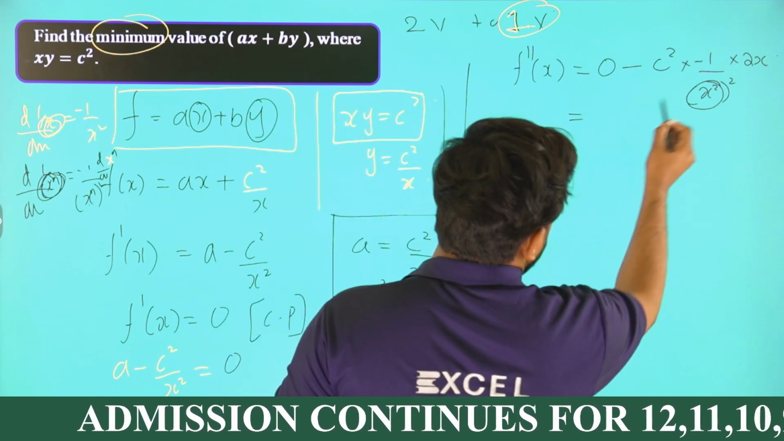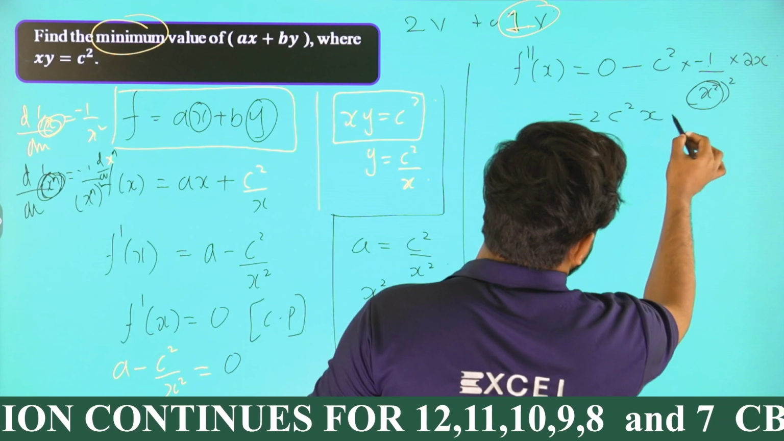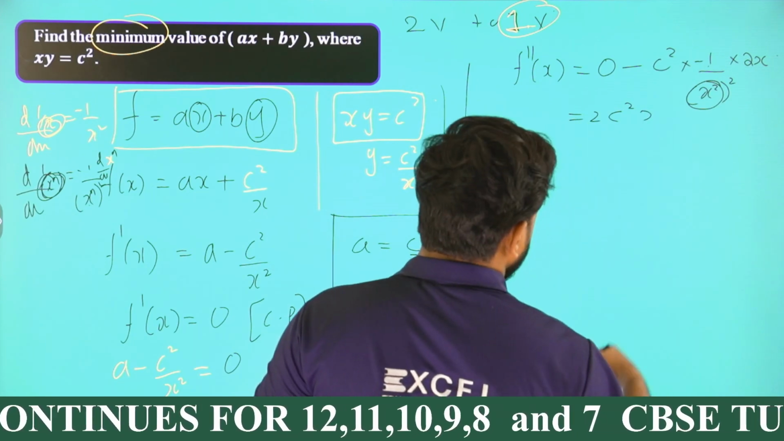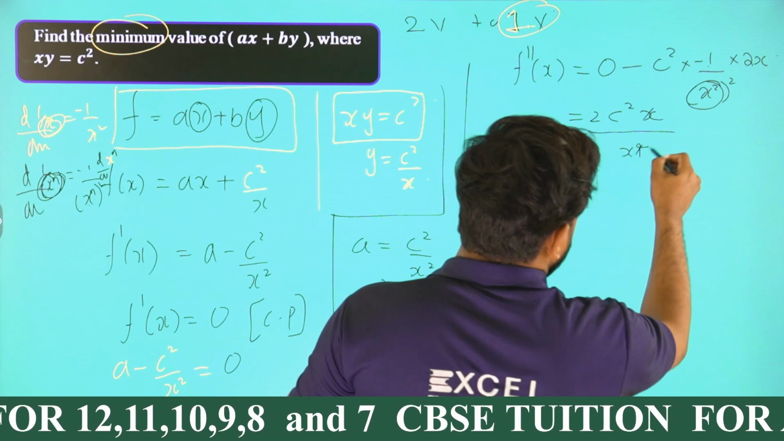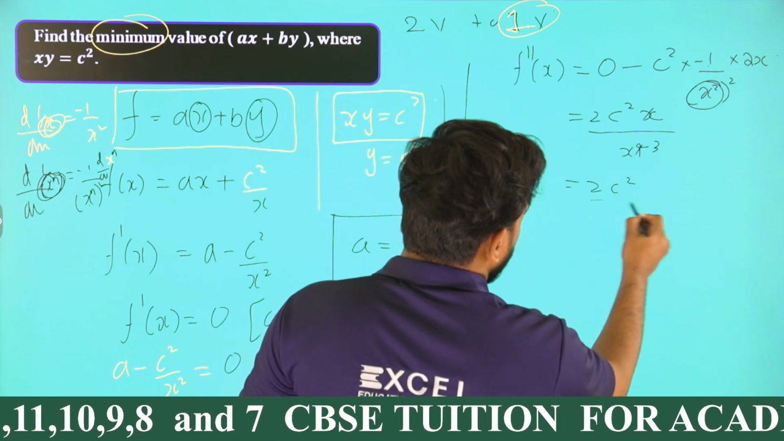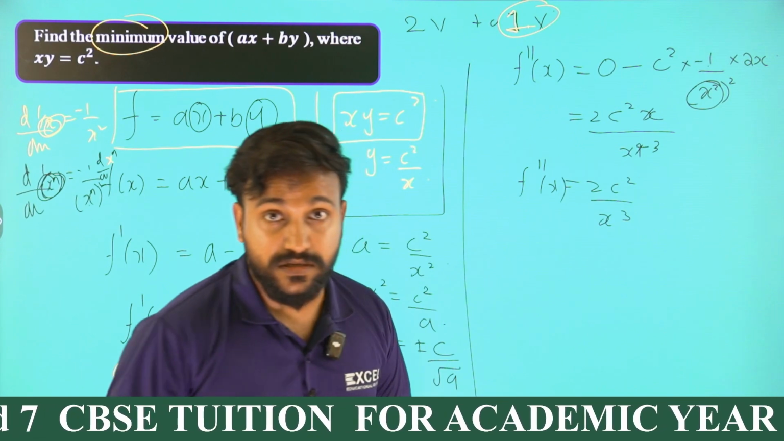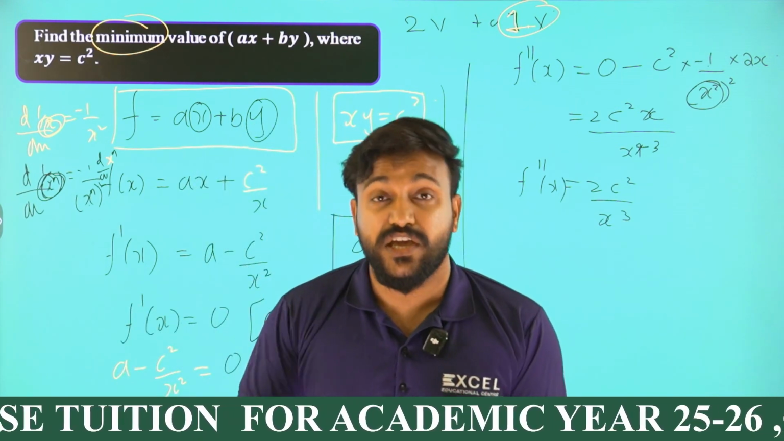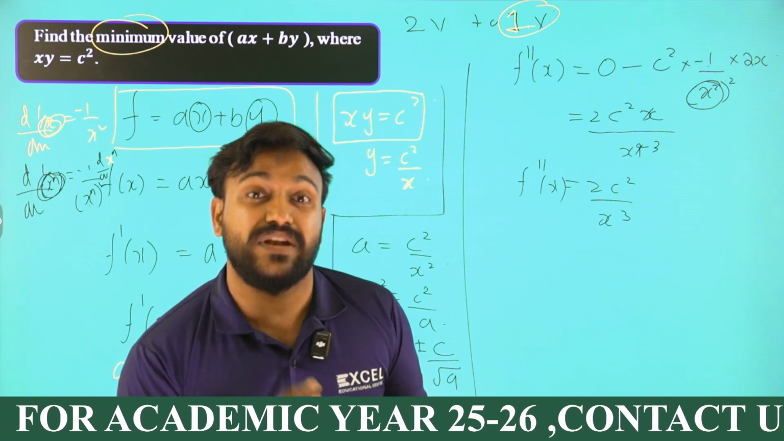So you will get what? This negative and this negative become positive: c square, 2c square x, all divided by x raised to 4. Cancel these two. You will get 2c square by x raised to 3 as your f double dash of x. Now if you got the second derivative, you can put the critical point in the second derivative and check whether it's greater than 0 or less than 0.